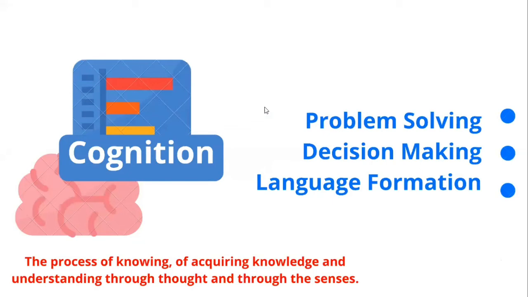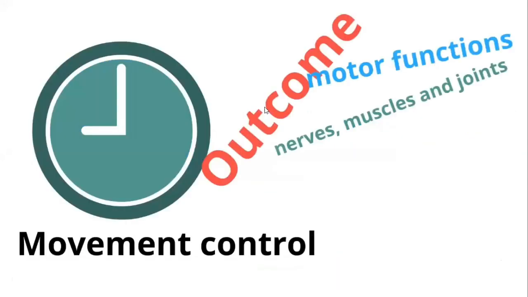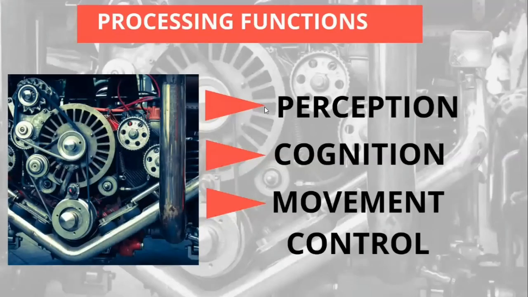So cognition is the knowledge we acquire through thought and through senses. So what are those knowledge functions? They are problem solving, decision making, language formation, right? Then the third one is movement control, right? Movement control is something that helps you in giving your output, right? The thing that is responsible for giving output is your motor function, and the motor function works properly only if your nerves, muscles and joints work properly, right? So these are all the processing functions: perception, cognition and movement control. Okay, keep that in mind.